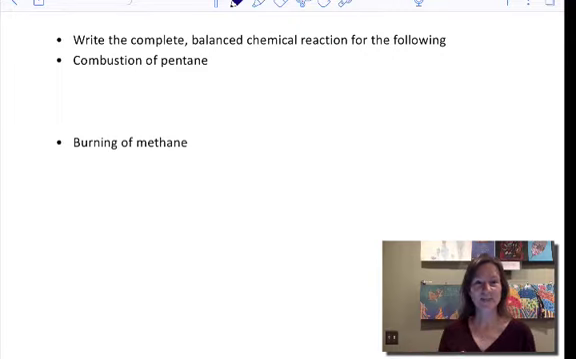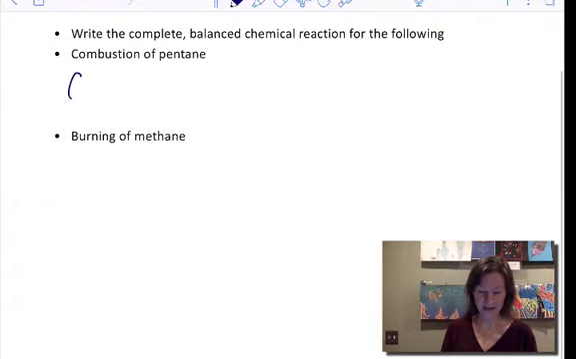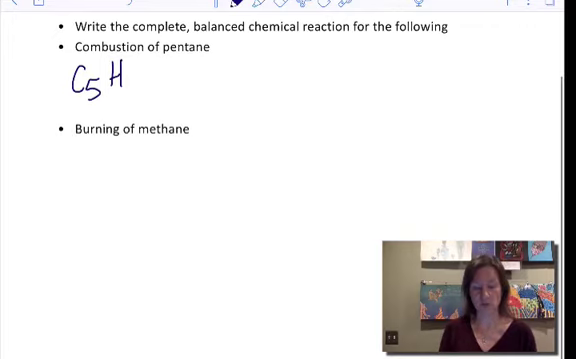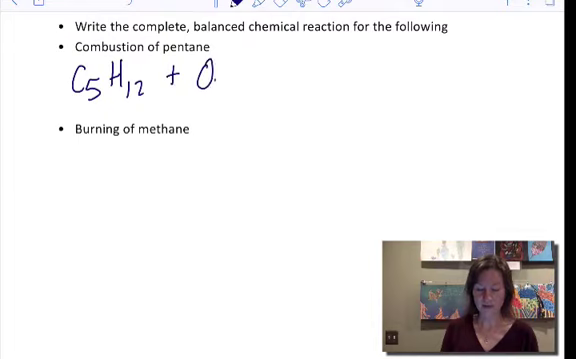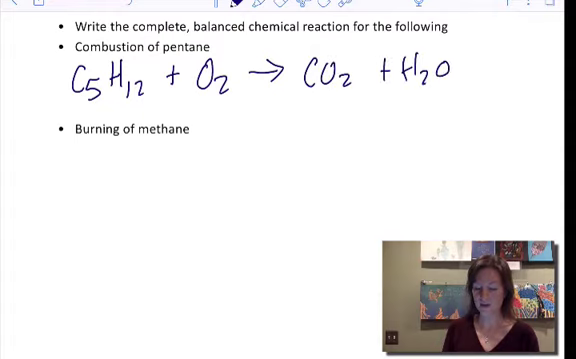The first one's asking for the combustion of pentane. So pentane is C5, and that ane means times 2 plus 2, so 12. And the other reactant for every combustion reaction is oxygen, so I'll need to include that. Every time a combustion reaction happens, I make carbon dioxide and water and a triangle.